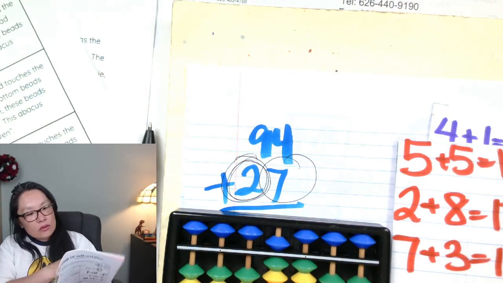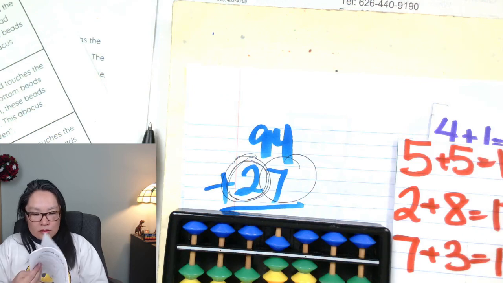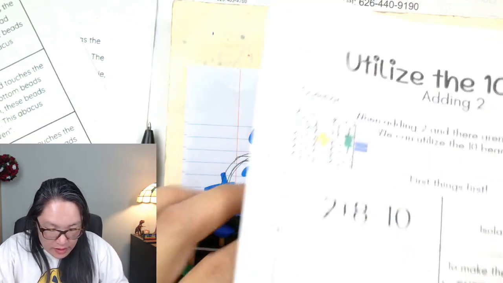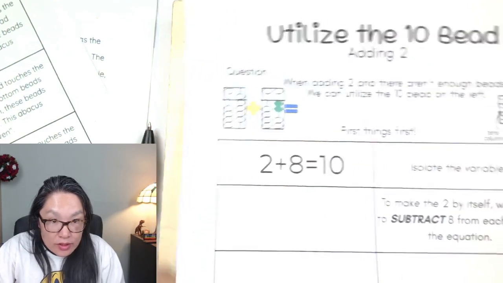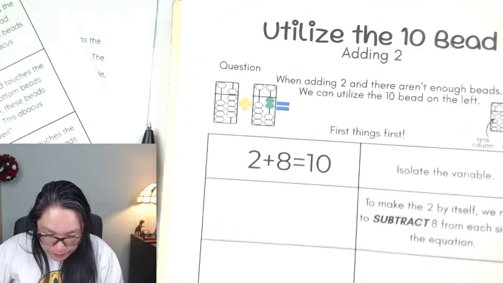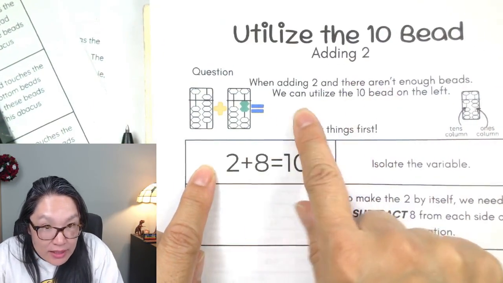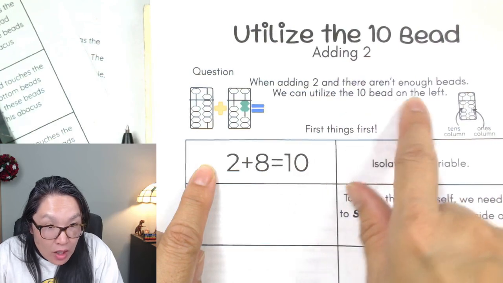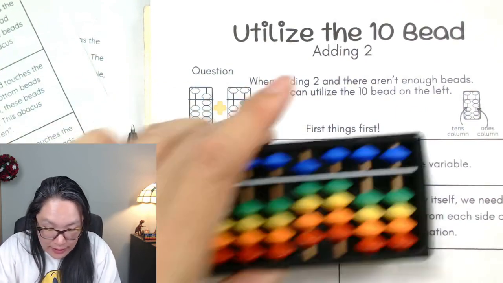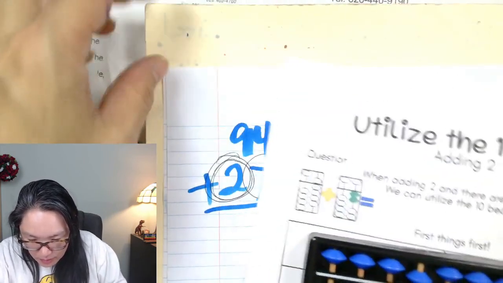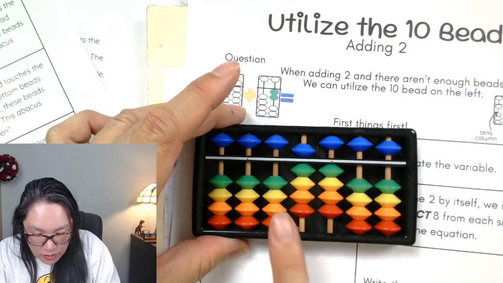Okay, now I want to add the 2. Here is my sheet. This is what I'm trying to do. I want to isolate my variable. I want to add the 2. There's not enough beads to add the 2, so we can utilize the 10 bead on the left. So the 10 bead is on the left. That's what this is. Where am I? Oh, 9. We did the 9. So that's what this is.